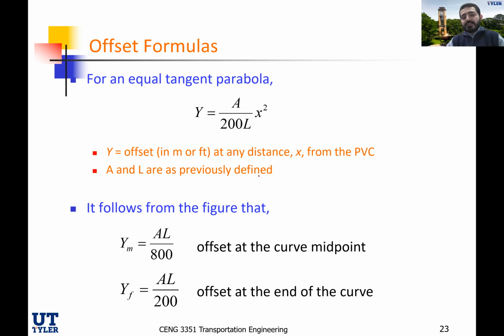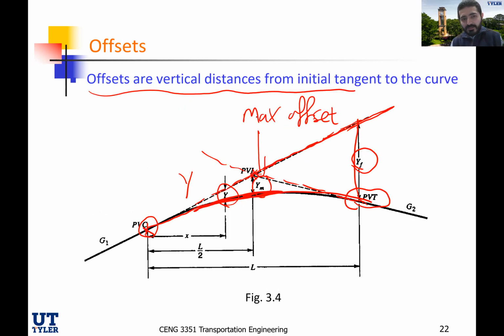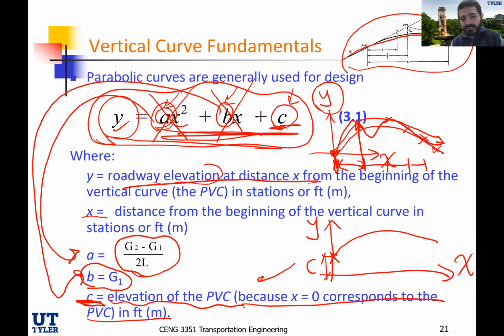So for an equal tangent parabola, again, the y will be defined as follows. Y is equal to a over 200 L times x squared. X is easy. That's the horizontal distance. If I want to know the offset at any single point, I need to know at what distance. L, that is defined previously. This is the length of the vertical curve in the horizontal direction. And A, I hope you still remember, that's the A right here.